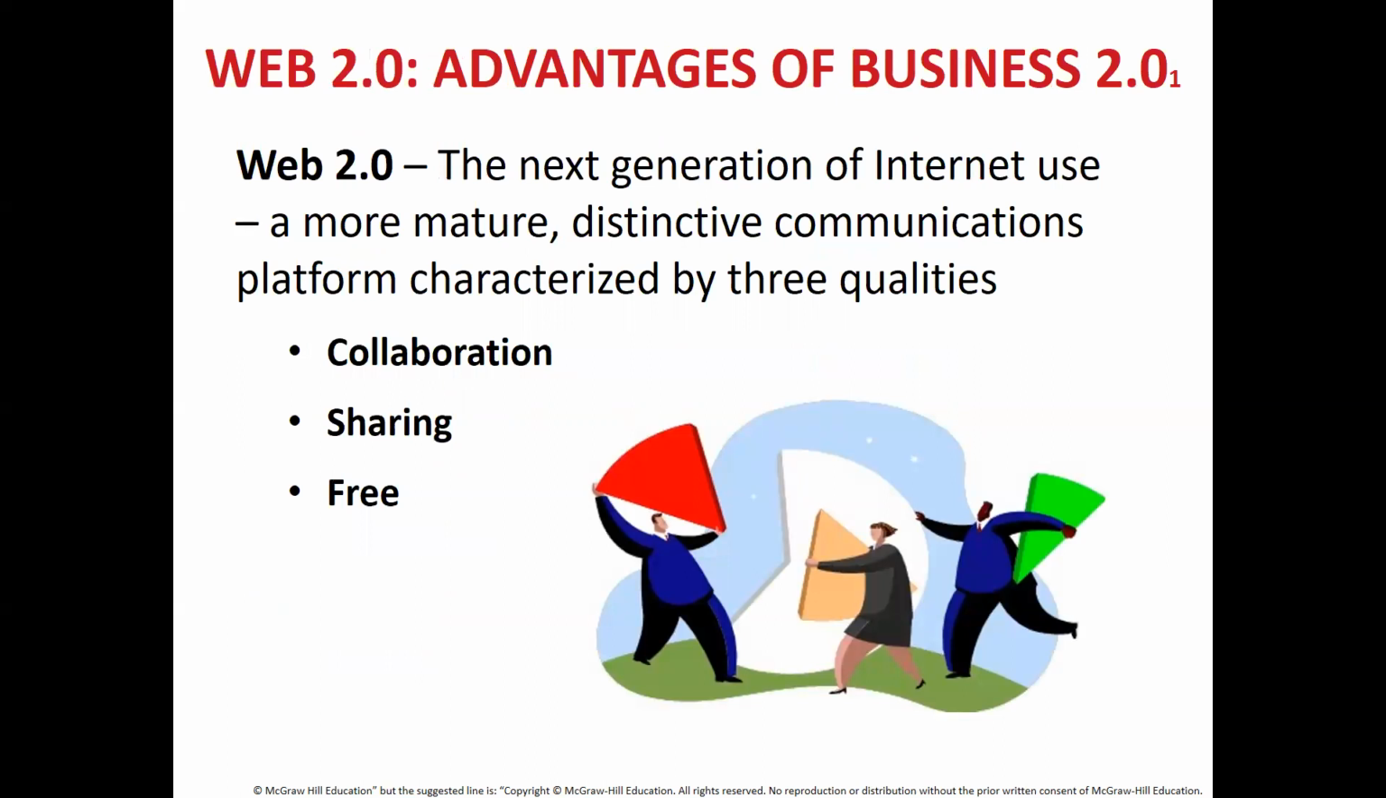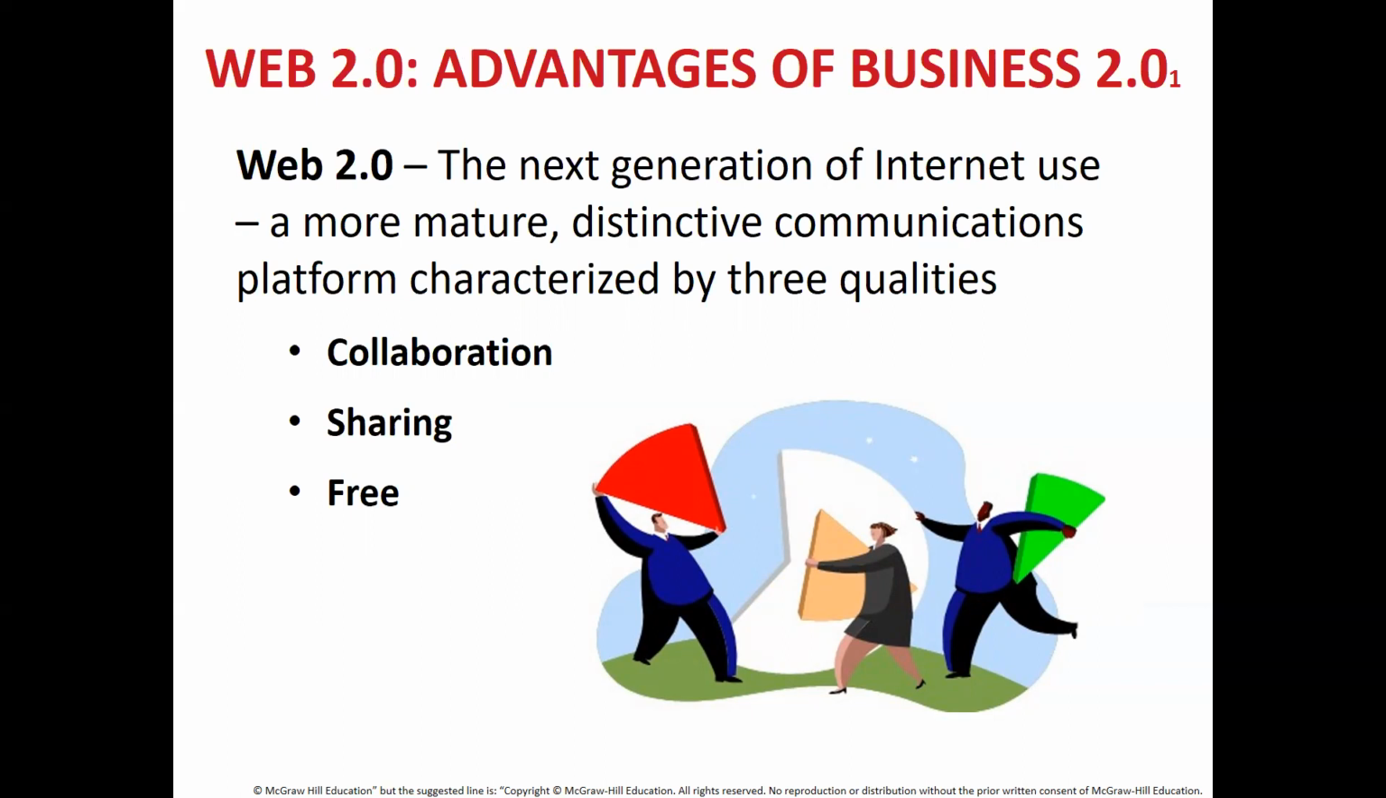Web 2.0, the next generation of internet use, a more mature, distinctive communications platform characterized by 3 qualities. And you have sharing, collaboration, and free service. Now, if you look at Web 2.0, it is a level up from Web 1.0. Okay, you have a set of economic, social, and technological trends that collectively form the basis for the next generation of the internet from Web 1.0. That means there's a lot of technological growth from 1.0 to 2.0.